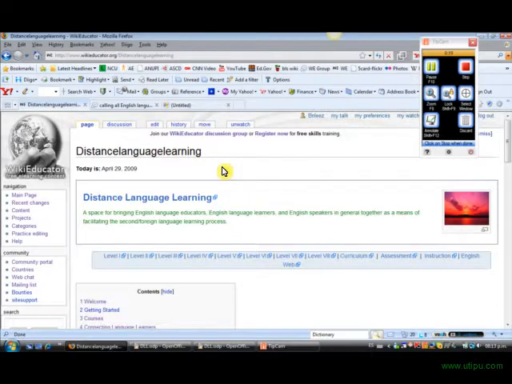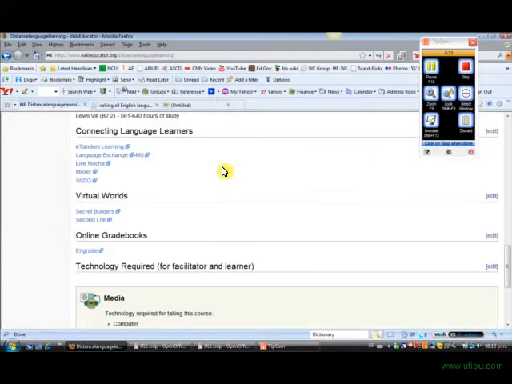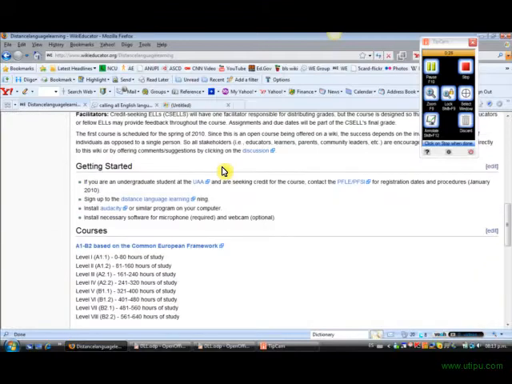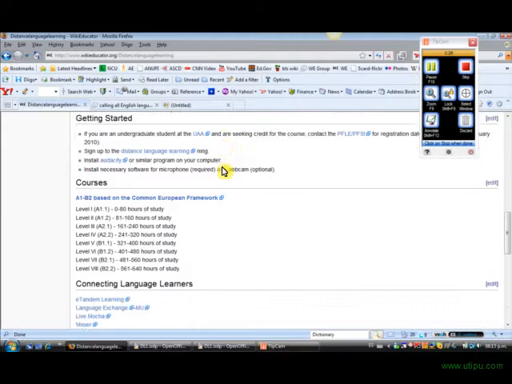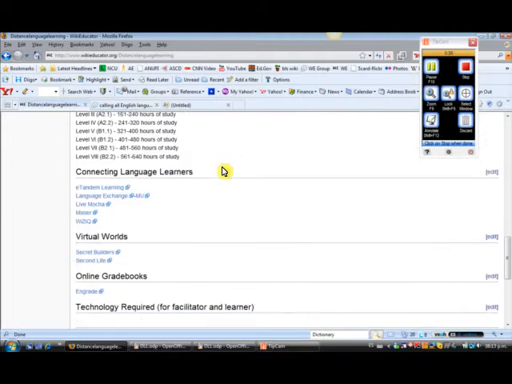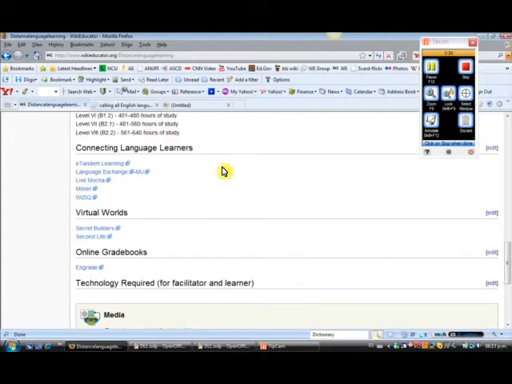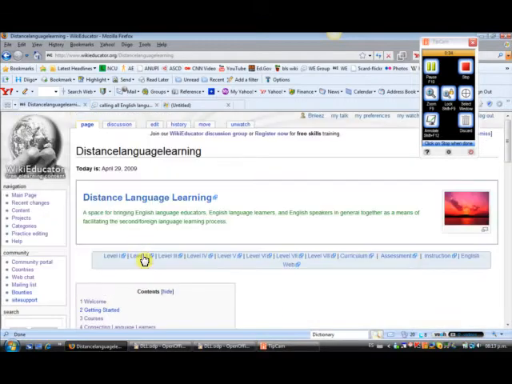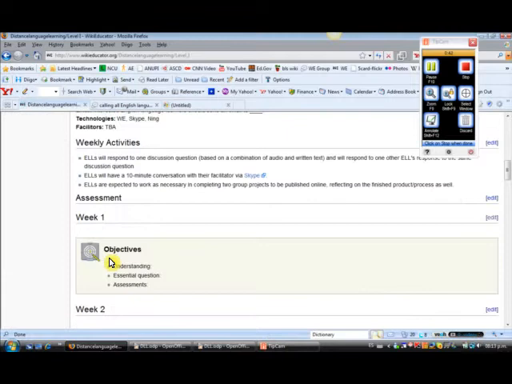This first website includes general information about the course, and includes the levels, the different courses that are available, along with different links that might be of some use to language learners as well as the language educators. At the top of the screen here there are 8 different levels, and each level consists of a general description, weekly activities, assessments, and weekly modules. You'll notice that in the weekly modules the objectives are in terms of understandings, essential questions, and assessments.